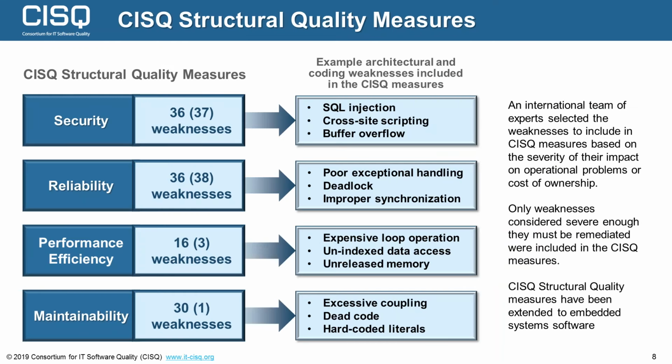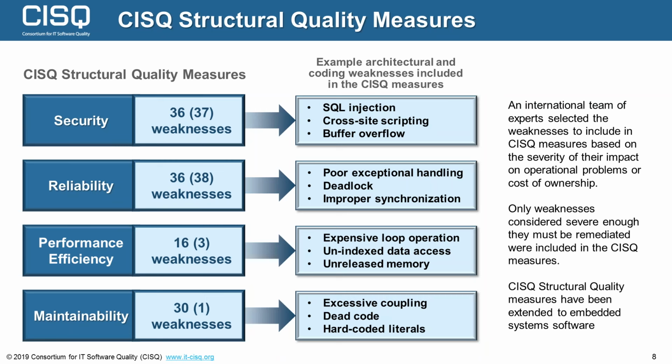Our structural quality measures, and these four measures are now OMG standards, have been developed for security, reliability, performance efficiency, and maintainability. Originally, when we had those approved as standards back in 2016 and 2017, they were just for IT software. We had focused on that. There was a request that we upgrade those for embedded systems because of the growing impact of the Internet of Things and of embedded chips in all sorts of devices, especially safety critical devices like medical devices, avionics, nuclear plants, and what have you. So we have upgraded that.